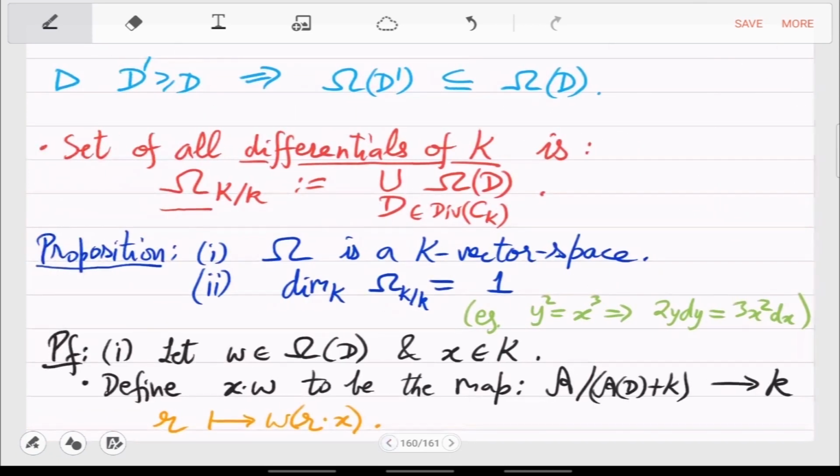Now comes this abstraction of the engineering fact that for a curve the differentials are actually, there is only one. There is only one generator.